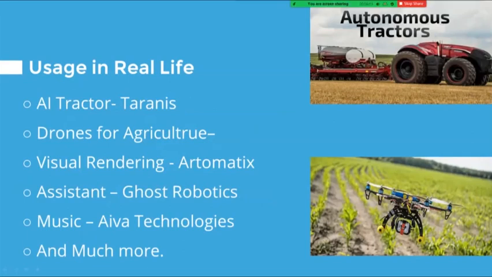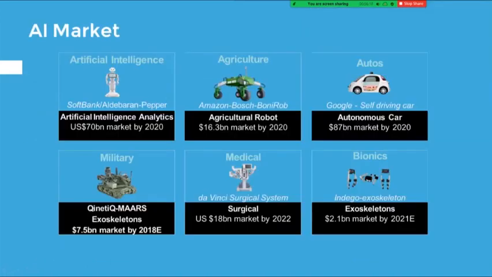And one important point is that it is not limited to one field. It is open to any field. Let's say you can see the market revenue, the market cap. You can see here some stock markets, where US leading companies have invested 70 billion for analyzing the stock market. For agriculture, Amazon and Bosch have invested a lot. For autonomous cars, Google has invested. Bionics, medical, military: all these areas are heavily funded for AI, so that they can create some good applications as we speak.